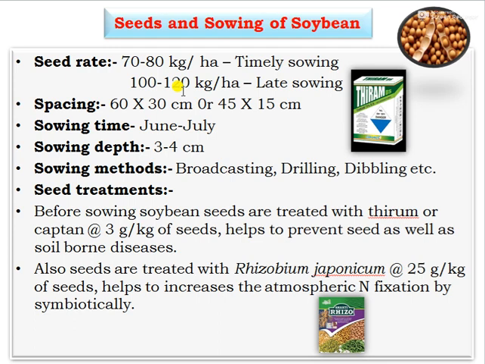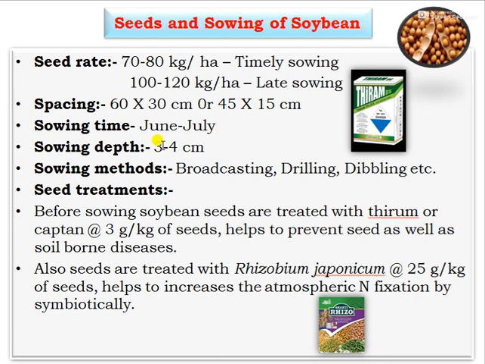Then, in case of spacing between plant to plant and row to row, especially for soybean, row to row spacing is 60 centimeter and plant to plant spacing is 30 centimeter, or 45 by 15 centimeter. Then sowing time: sowing should be done at the appropriate time, from the first week of June to the first week of July, that is June to July. Then sowing depth, that is 3 to 4 centimeter.